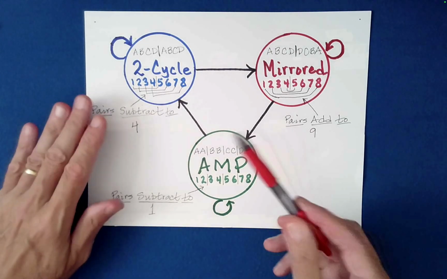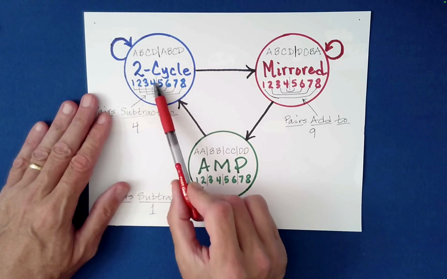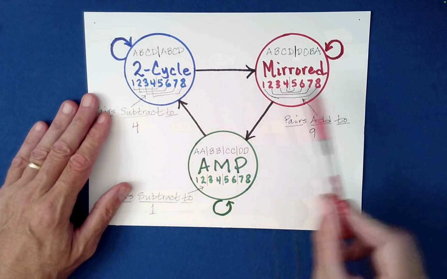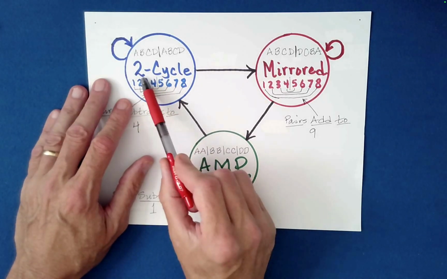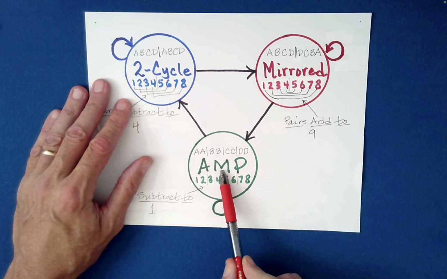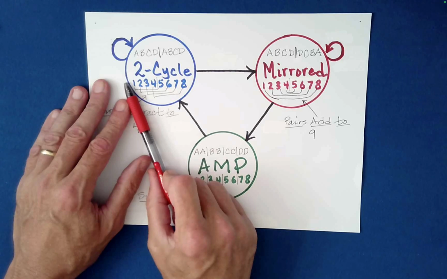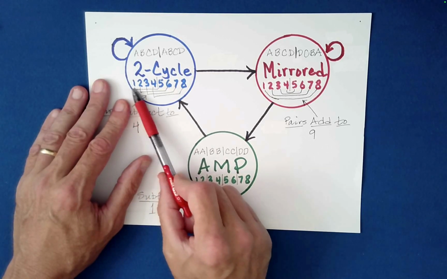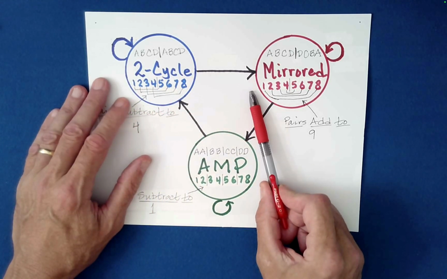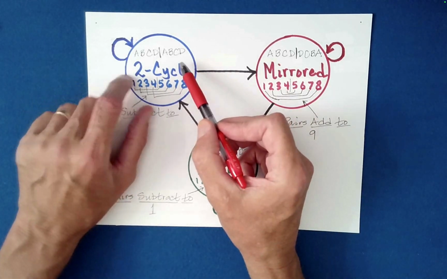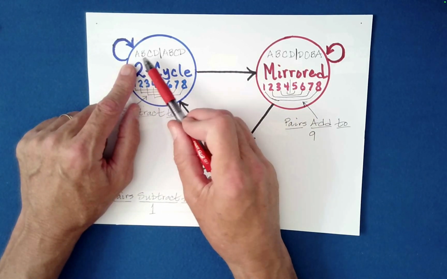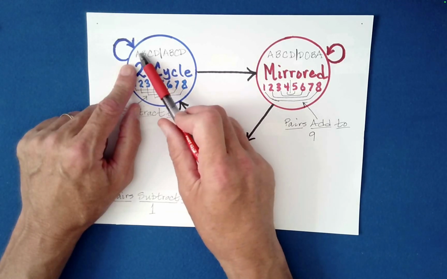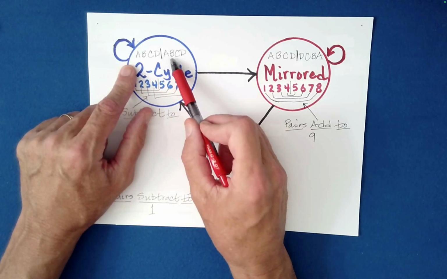Okay, so this is a diagram I've shown on my channel many times. Here's a 2-cycle, mirrored structure, and AMP. What we're doing here is imposing these 3 structures on just the ordinary ordering of the first 8 playing cards, ace through 8. Now the intrinsic structure for a 2-cycle is something like this: A, B, C, D, and then that pattern repeats: A, B, C, D.